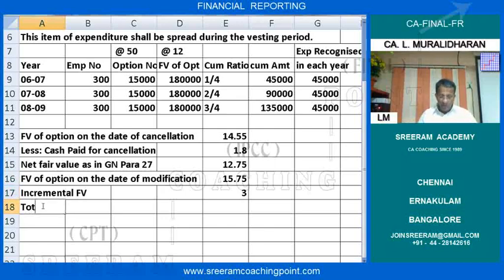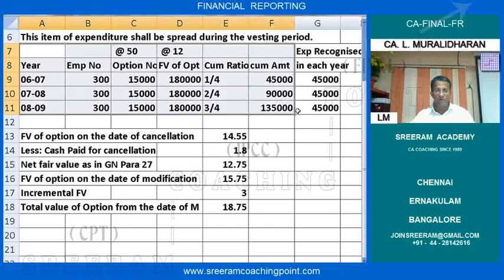So what will be the total value of option from the date of modification? It would be 15.75 plus 3: 15.75 for the future period and 3 rupees on account of change. So therefore, the entire operation, whatever we have just done, should be taken up the same way as we have done in this case. Instead of 12 rupees, it should be taken at 18 rupees and 75 paisa.